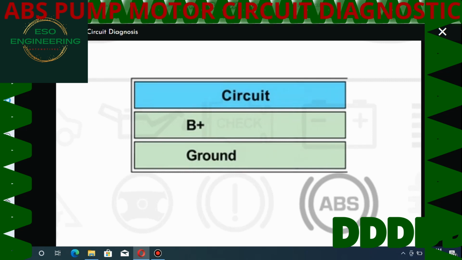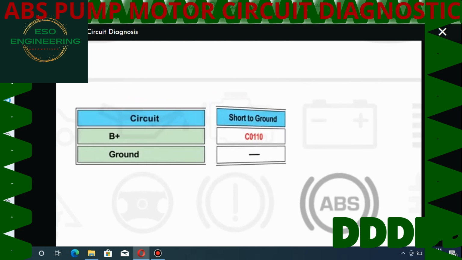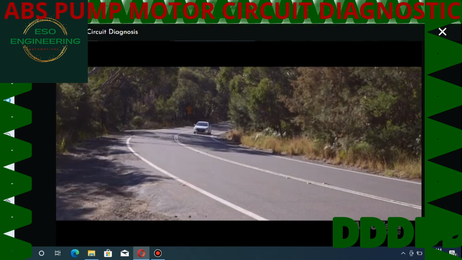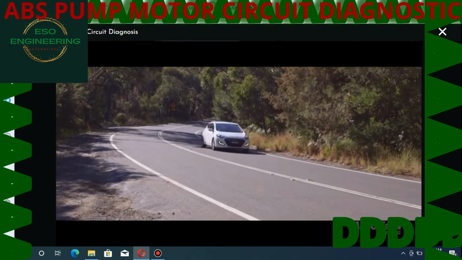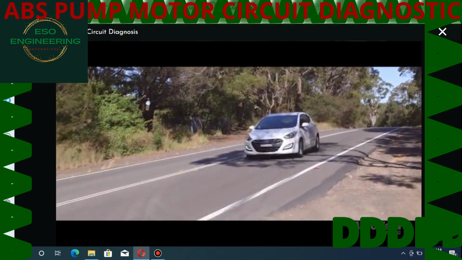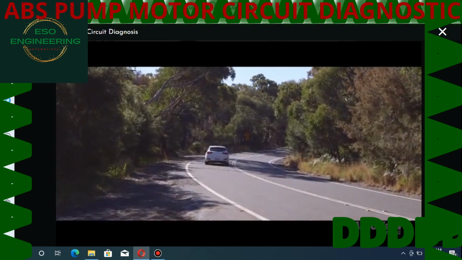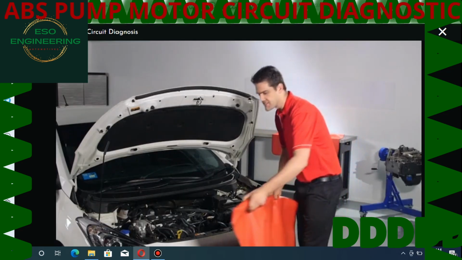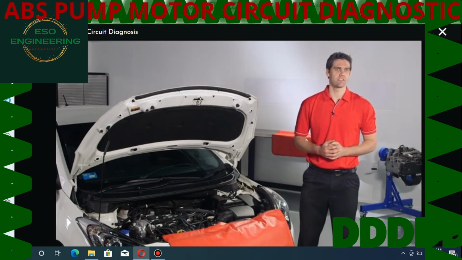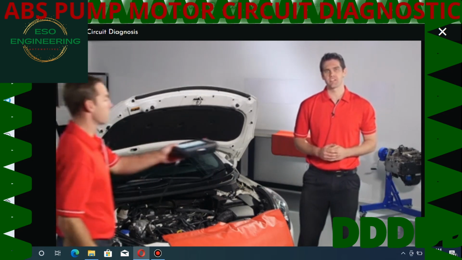Looking at the fault table, these DTCs are caused by a short to ground, an open or high resistance on the supply side, or an open or high resistance on the ground circuit. Verify the conditions under which the DTC runs. In this case, it's ignition on and vehicle speed higher than 16 km per hour or 10 miles per hour. If any of these DTCs are set, the control module would disable the traction control, electronic stability control and the anti-lock braking system, and illuminate the warning symbol on the instrument cluster.